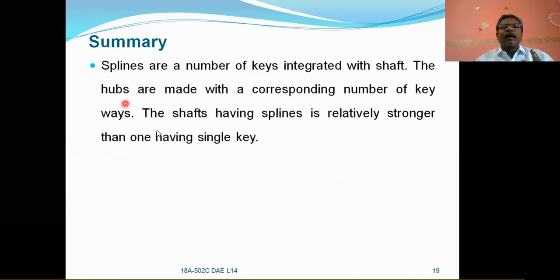And the hubs are made with the corresponding number of keyways. The shafts having splines are relatively stronger than one having a single key. That's why spline shafts are used for heavy power transmission when compared to other types of keys, that means a single key. Compared to a single key, spline keys will have more power transmission and are stronger also. That's why these are used in the automobile industry.